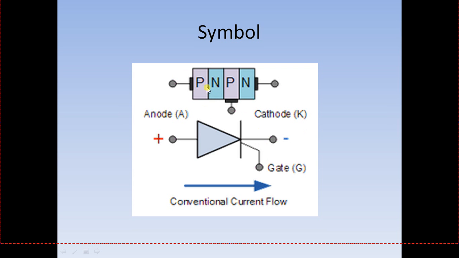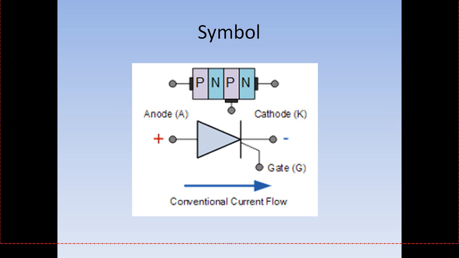It consists of two diodes in series, if we see it in that way. So this is the P layer, one N layer, another P layer, and then an N layer. Okay, this is the anode, this is the cathode, and this is the gate terminal at the second P layer. Okay. A conventional current flow is given in this direction from anode to the cathode, as similar to that of the diode.